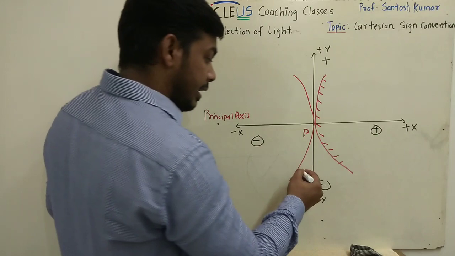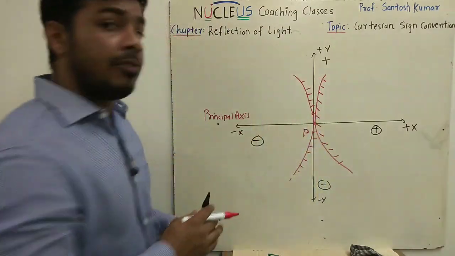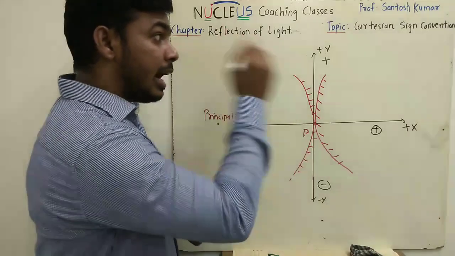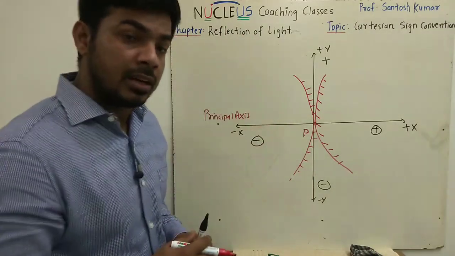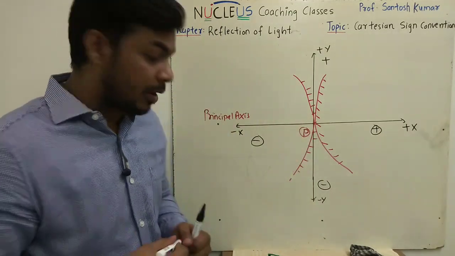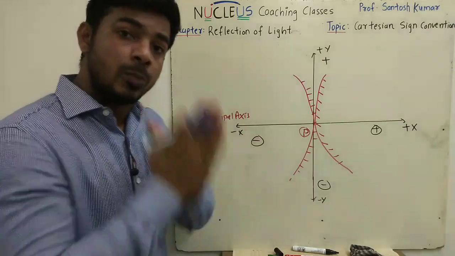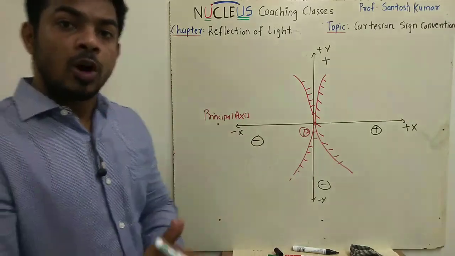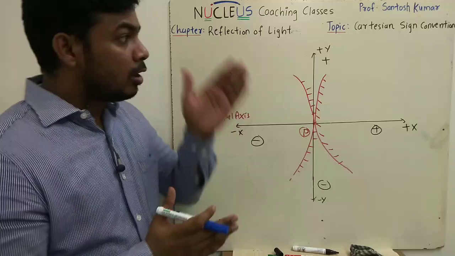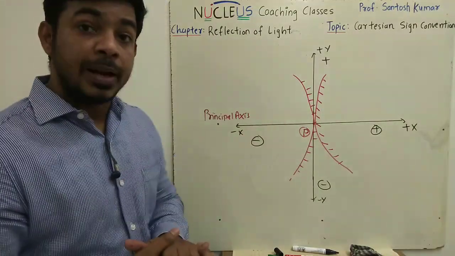Now, in case of coordinate axis, origin is called a reference point. So in case of Cartesian sign convention for spherical mirror, remember pole is taken as a reference point. That means every distance is measured with respect to pole. So whenever we talk about Cartesian sign convention for spherical mirror, every distance is measured with respect to pole.